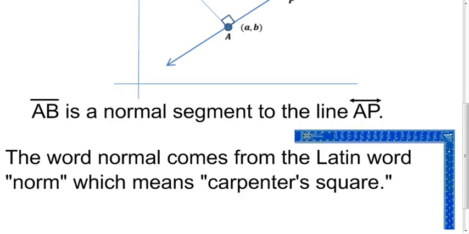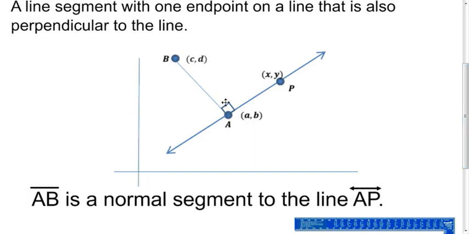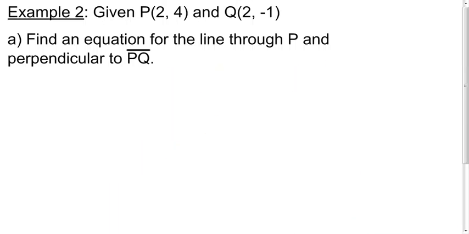So carpenter's square is this object, and it looks very similar to what we get with a normal segment. So that's where it comes from. So if we have a segment, how can we find the equation of a line that goes through one of the endpoints and is perpendicular to it? So we want to make the segment a normal segment.